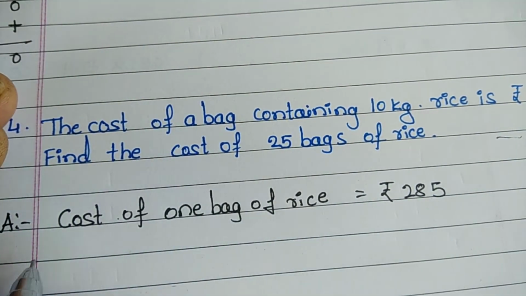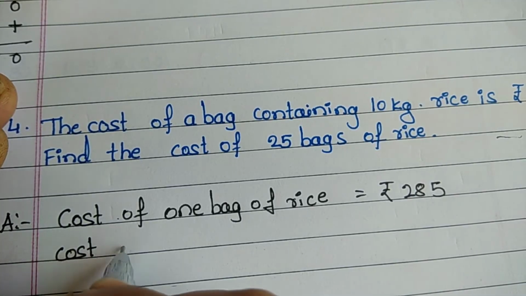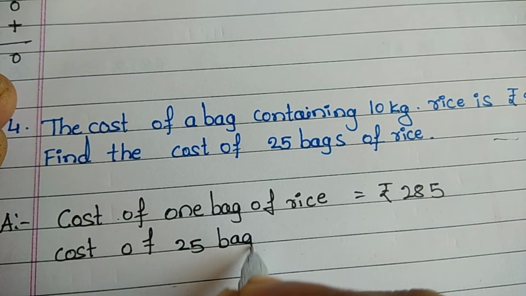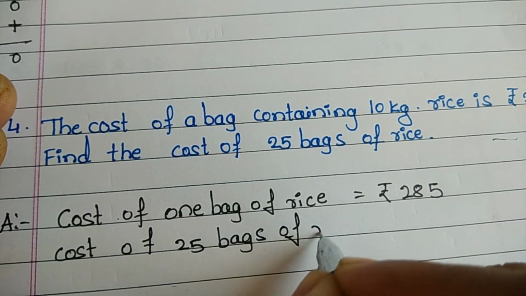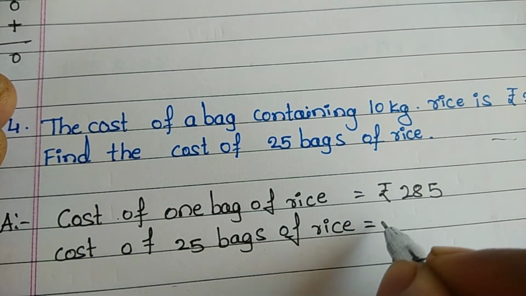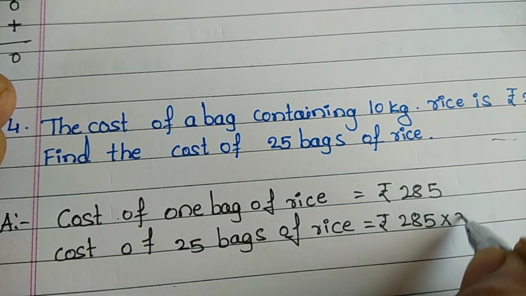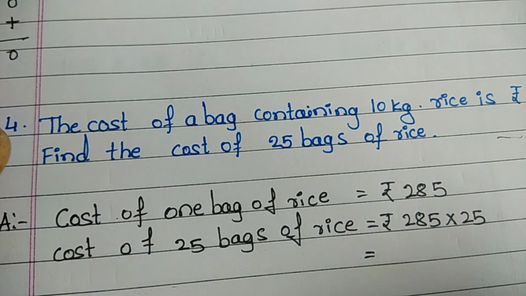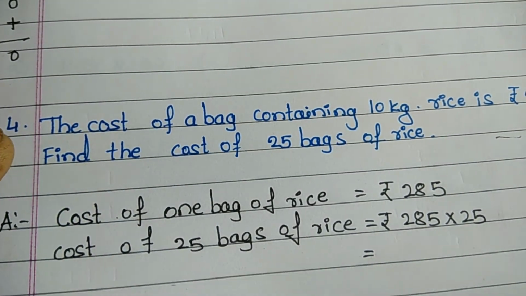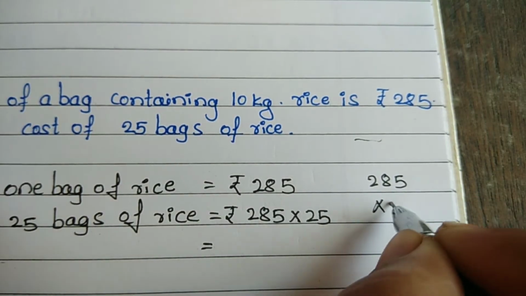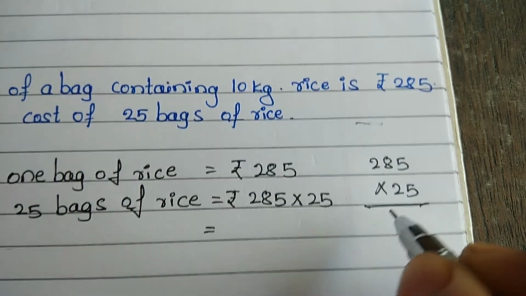285. Then what will we calculate now? Cost of 25 bags now. 25 bags of rice is how much? 285 into 25 is equal to how much? Yes. Now you do here 285 into 25. Okay. Yes.